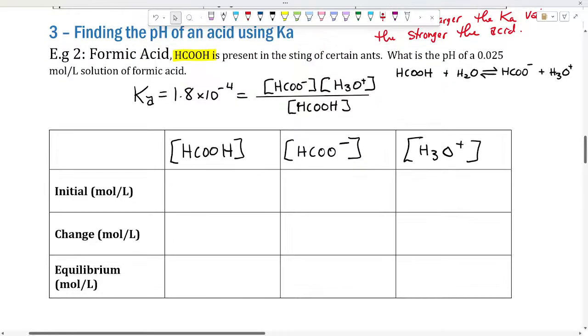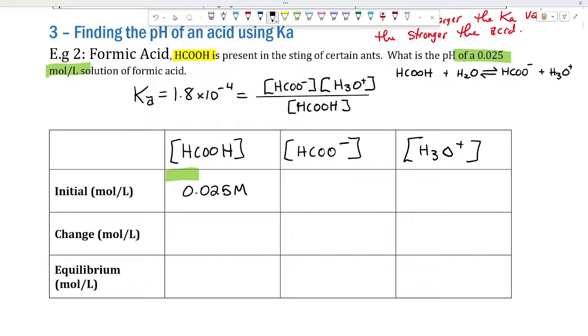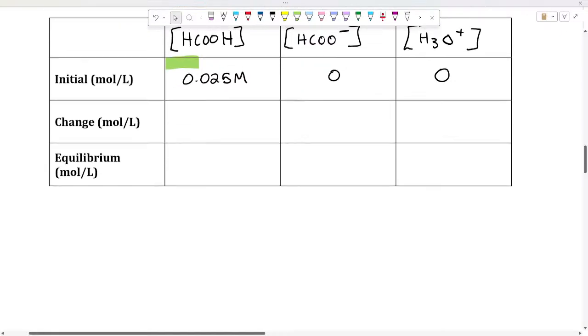What does our concentration of acid start out as? Undissociated acid. What's going here? That's the Ka value. What's the concentration we start with? It has to be given to us. You can't just know it. Yeah, in this case, we've made a solution that is 0.025 moles per liter. And before it dissociates, what will the concentration of HCOO minus be? And what will the concentration of H3O plus be? 0. Okay. There we are.